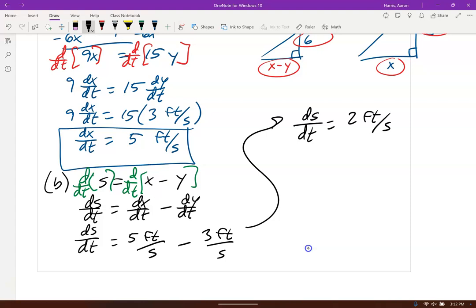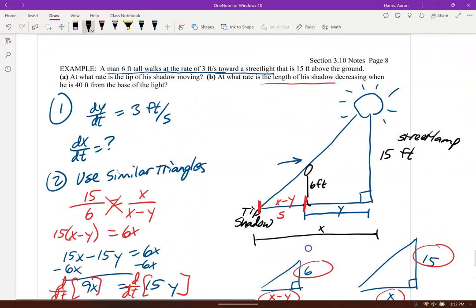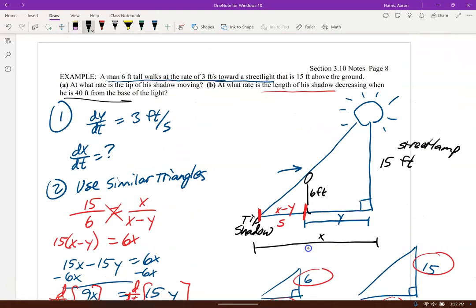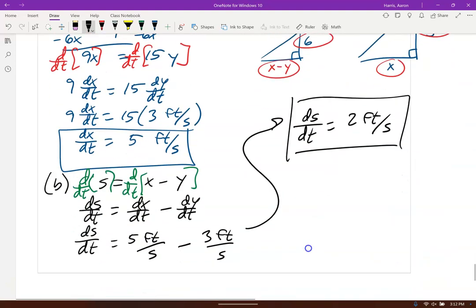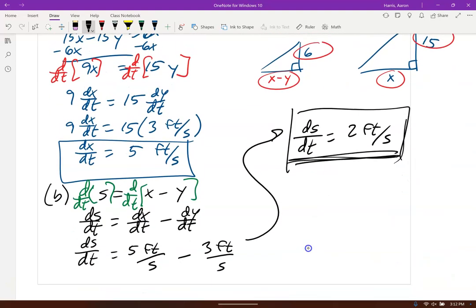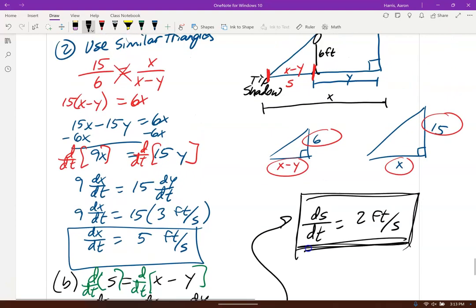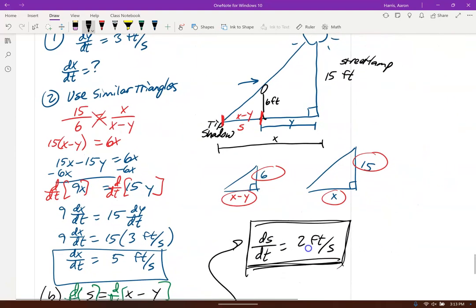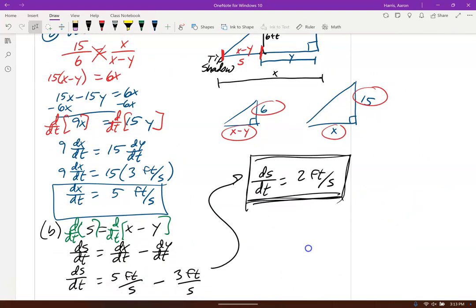Note here, in both of these cases, as long as the man is moving at a constant rate, the rate of his shadow will also remain constant, regardless of how far away he is from it, right? Because this one is saying when he's 40 feet from it. Well, it doesn't matter. It's still changing at 2 feet per second because he's moving at a constant rate. Notice there's no extra y involved right after we've taken that derivative.